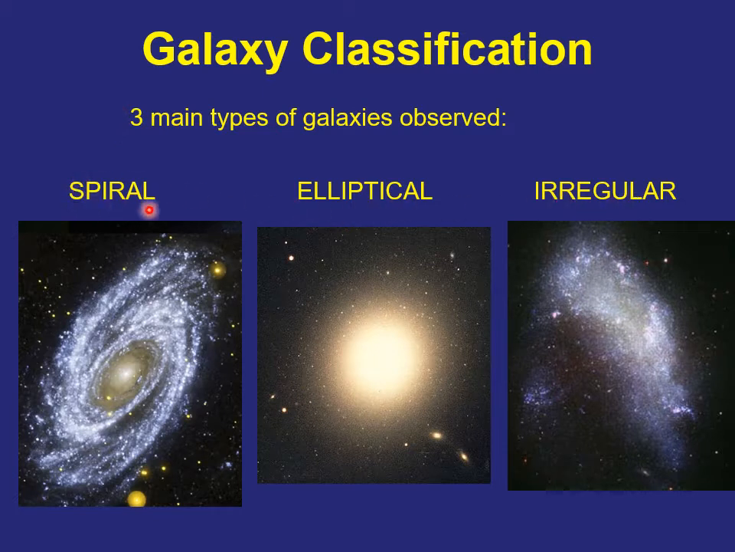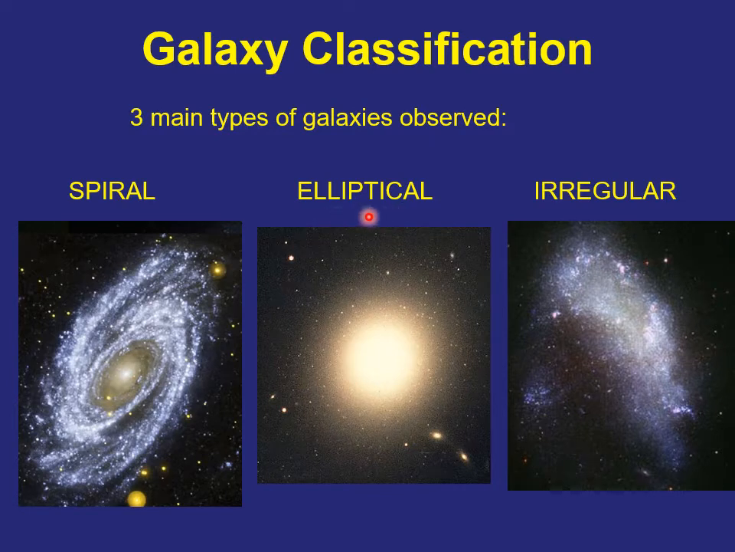So a spiral galaxy is like our Milky Way galaxy that we just explored in the last part of this lecture. Spiral galaxies are unique with their spiral arms of stars and gas and dust that wrap around the core or nucleus of the galaxy.